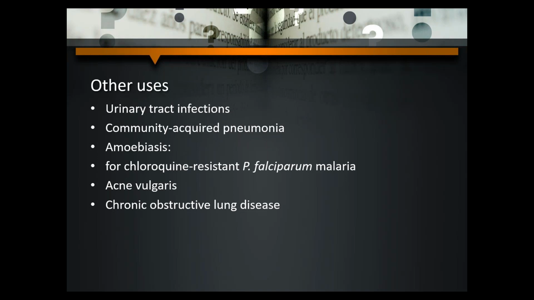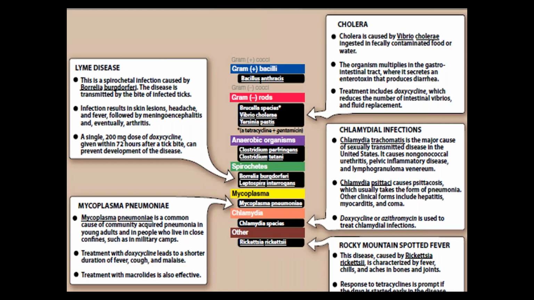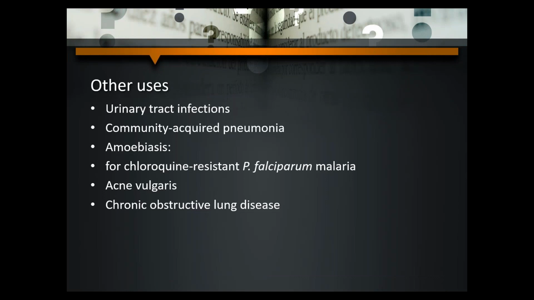Okay, so urinary tract infections, community acquired pneumonia, in the spectrum I have mentioned with the community acquired pneumonia. See here, mycoplasma pneumonia in case of community acquired pneumonia in young adults and in people living in close confines such as military camps. Okay, so in such cases also doxy will be very good.